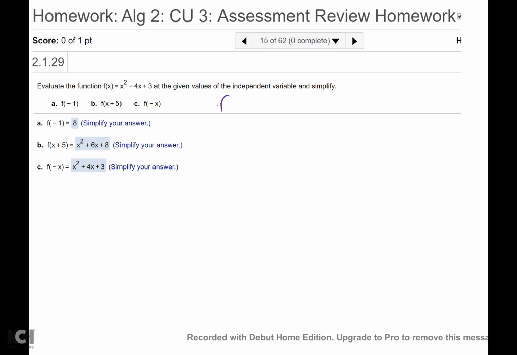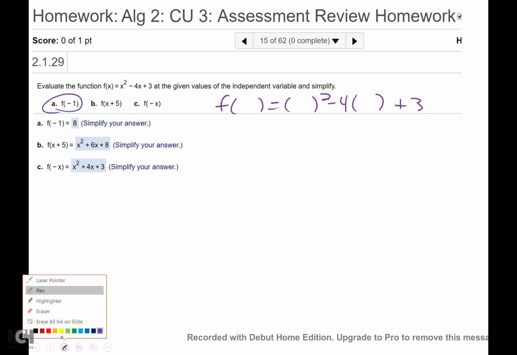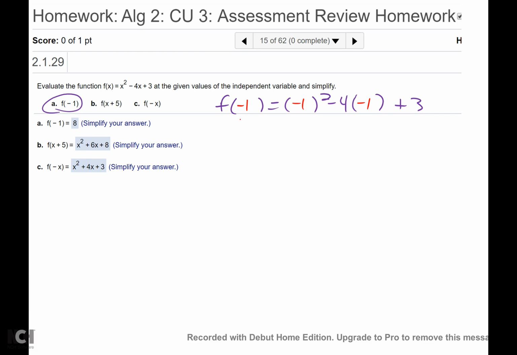Here's my function now. f of x equals x squared minus 4x plus 3. For A, they want me to plug in negative 1. Everywhere I see an x, everywhere there was an x, I replace it with negative 1. No math on this side.